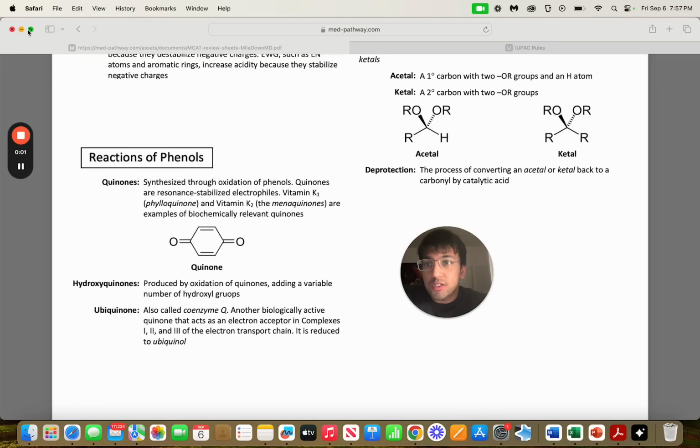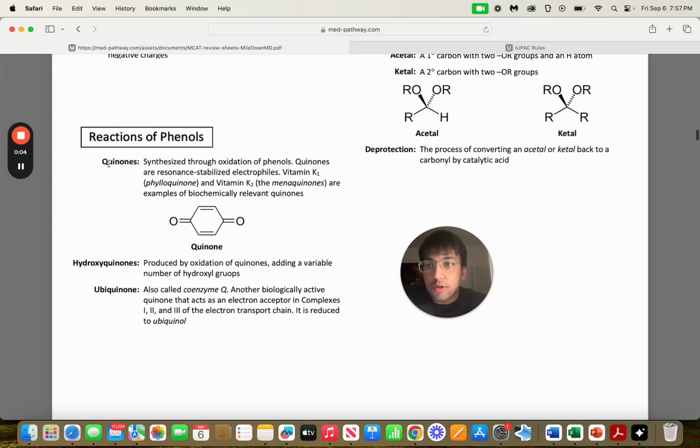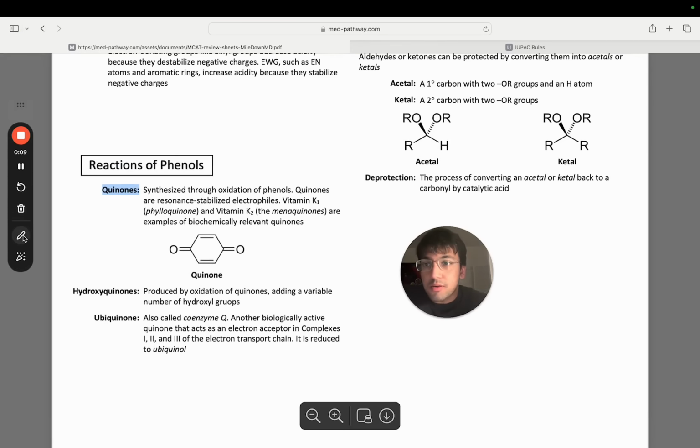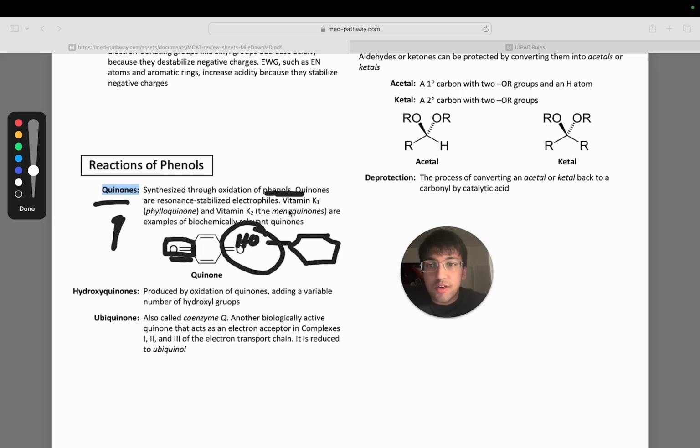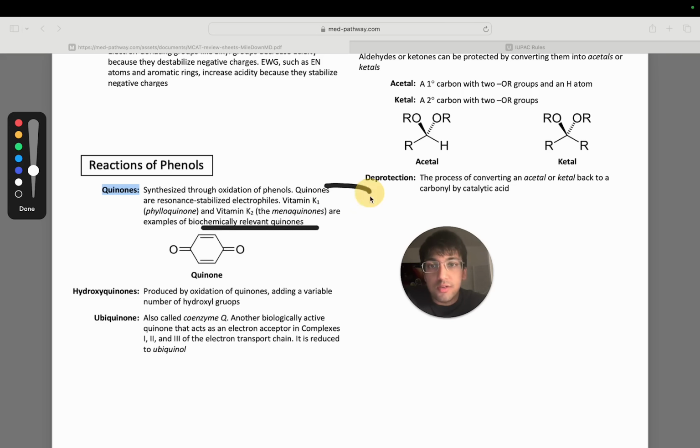Okay, now let's talk about reactions of phenols. So we should know what quinones are. They're not that important, but here we'll talk about quinones, which are synthesized through the oxidation of phenols. And basically, you remember that a phenol has that OH group off a benzo ring. So when we oxidize this, it actually becomes a ketone, and that's when you get quinones. Not that important here. Vitamin K1 and vitamin K2 are examples of biologically relevant quinones. I've never seen this show up on the MCAT, the vitamin K1 and K2.